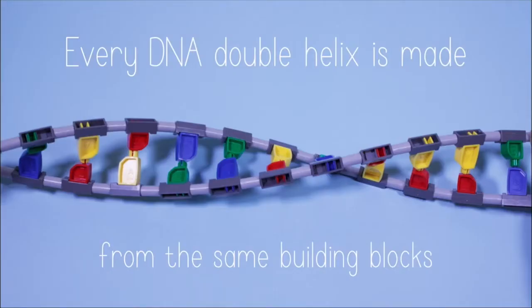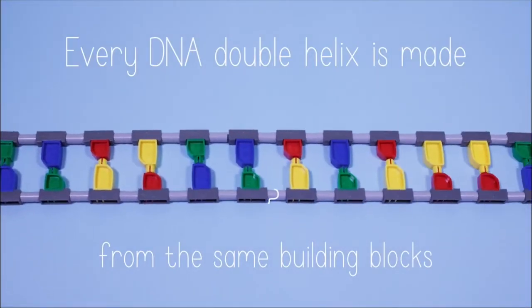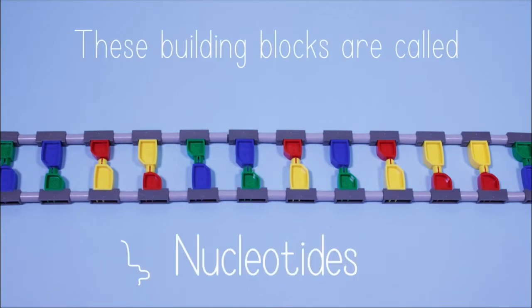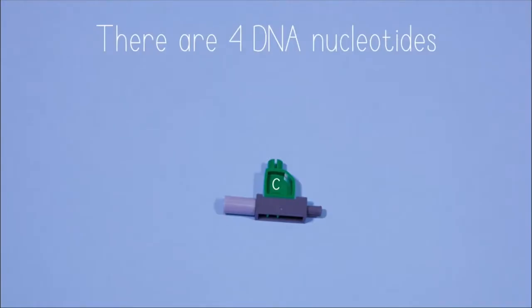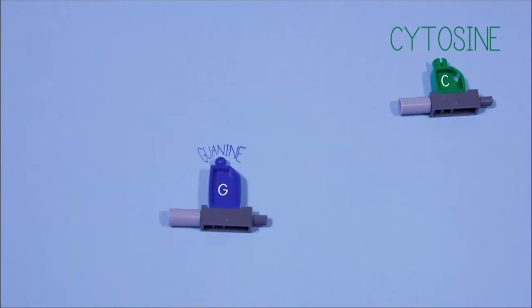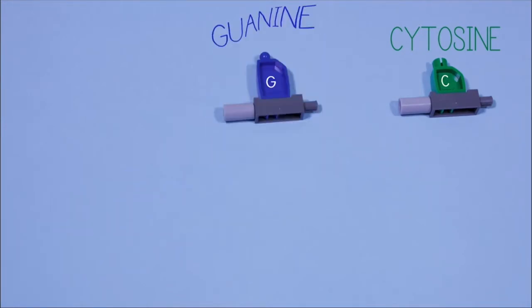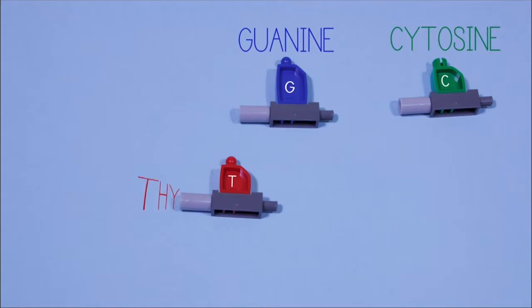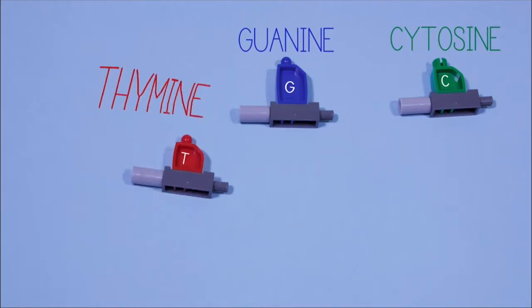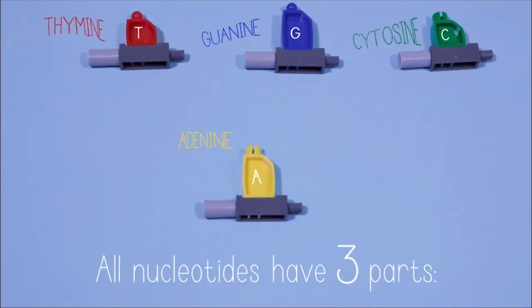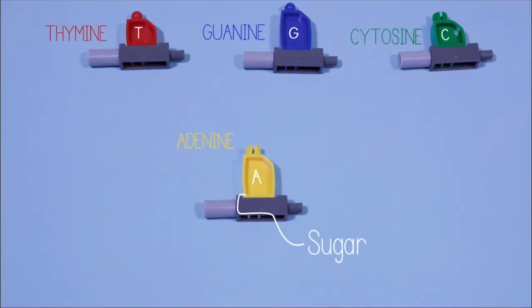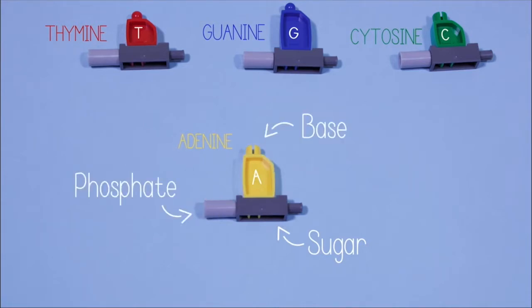Every DNA double helix is made from the same building blocks. These building blocks are called nucleotides. There are four DNA nucleotides: cytosine, guanine, thymine, and adenine. All nucleotides have three parts: the sugar, the phosphate, and the base.